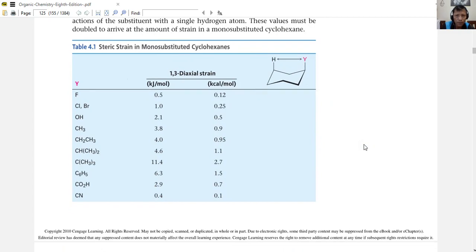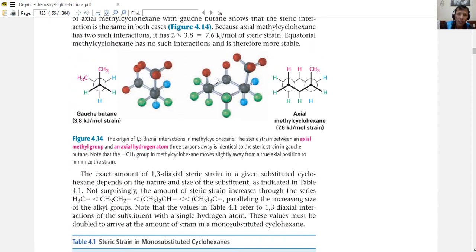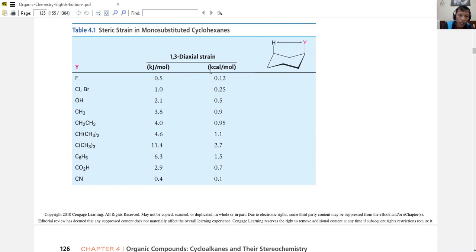Steric strain in a monosubstituted cyclohexane. Meaning if you have a monosubstitution of fluorine, these are the 1,3-diaxial strains. You have a position of 1,3, meaning they are separated by one atom, and then they are being compared. This is the energies associated with that.